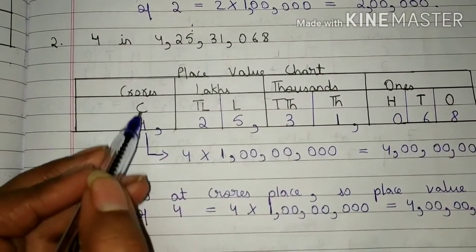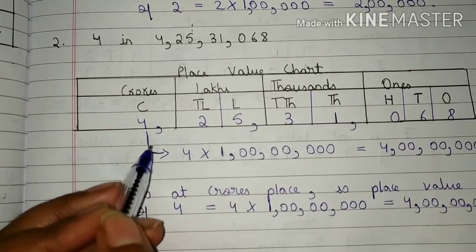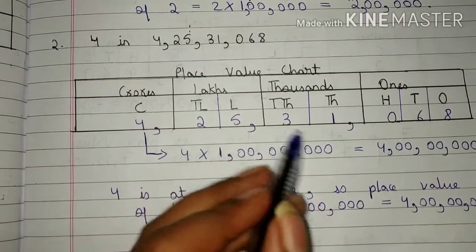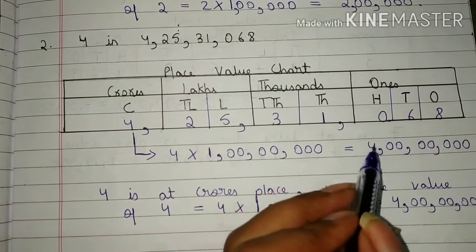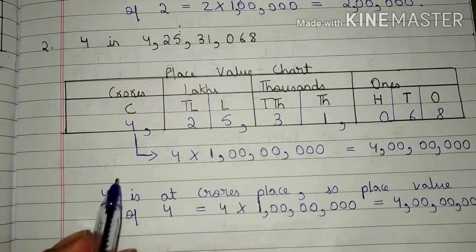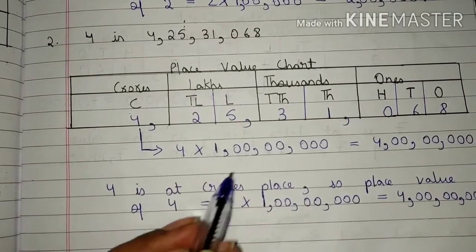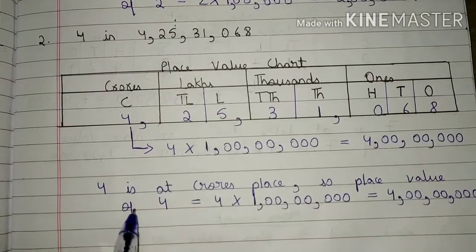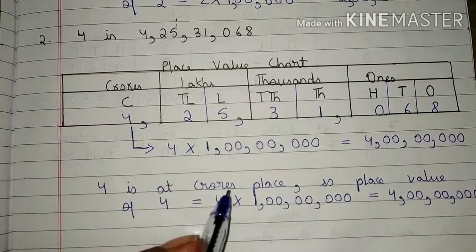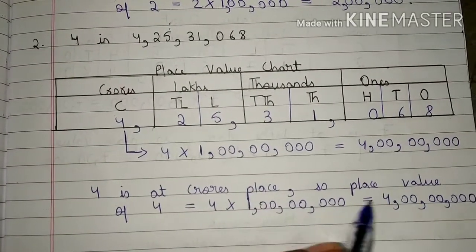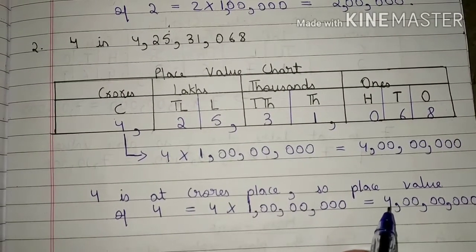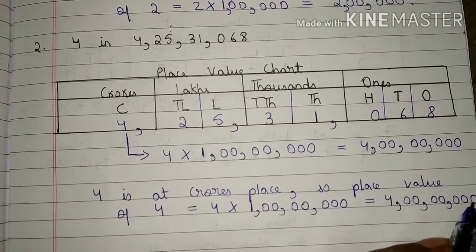Here 4 is at crore place. So place value of 4 is 4 into 1 crore is equal to 4 crore. So students, place value of 4 is 4 crore.